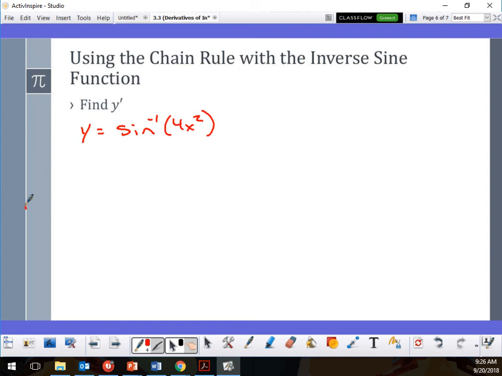What rule would that be? Chain. That is chain. What's the derivative of the inside? 8x. Okay, so y prime would be 8x times, what's the derivative of the outside? Use the identity we just had. 1 over radical 1 minus x squared. Okay, but because it's the x we're going to... what is my x in this case?